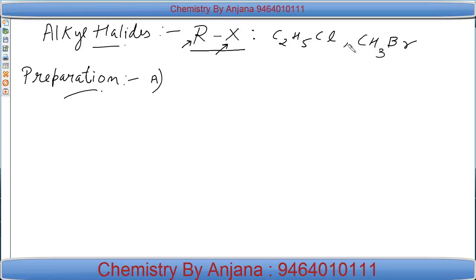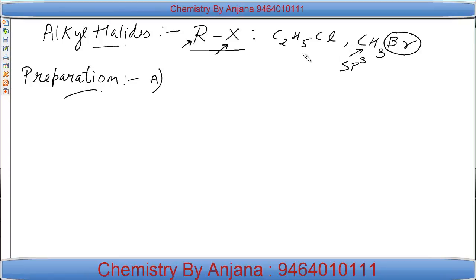If we look into these examples, it is quite evident that in alkyl halides, bromine or chlorine or fluorine, any halogen, is directly attached to a carbon which is sp3 hybridized. This is how we define alkyl halides. So in alkyl halides exclusively, halogens are attached to those carbons which are sp3 hybridized or having tetrahedral geometry.